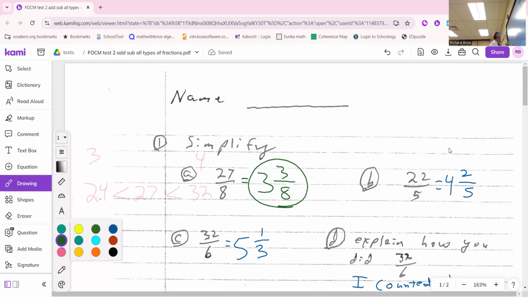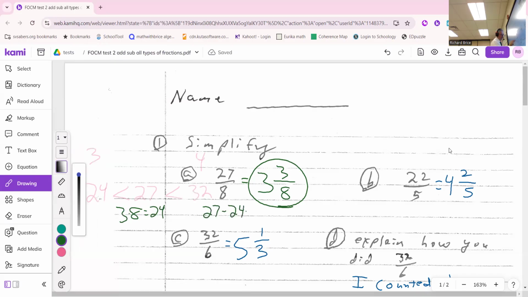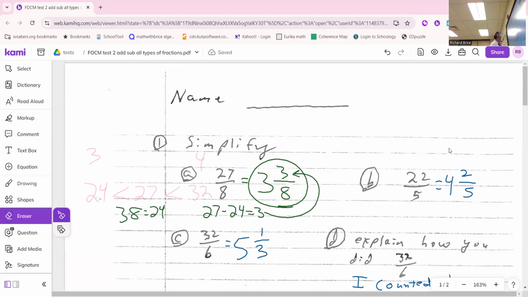So now we go to 3 times 8 is 24. So you take your numerator, 27, which is too big, and you subtract 24 from it, and you get 3. That's that 3 right there. If you have questions, make sure you ask me before the test.